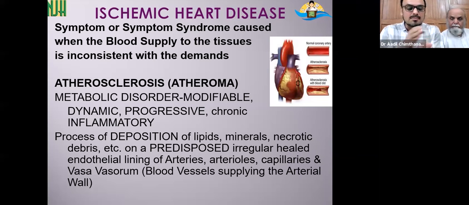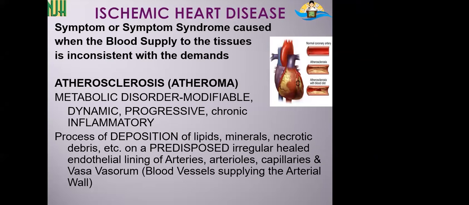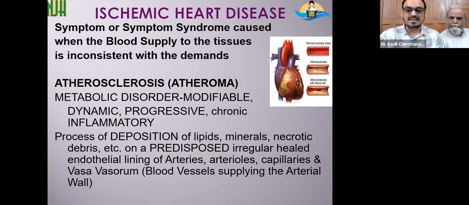endothelium. The middle lining is the mesothelium, and the outer lining is the exothelium. The process of deposition is on a predisposed irregularly healed lining. Now, why should the inner lining of the artery be irregularly healed? That we will go to in the next slide. So the predisposed irregularly healed endothelial lining of arteries, arterioles and capillaries and vasa vasorum.